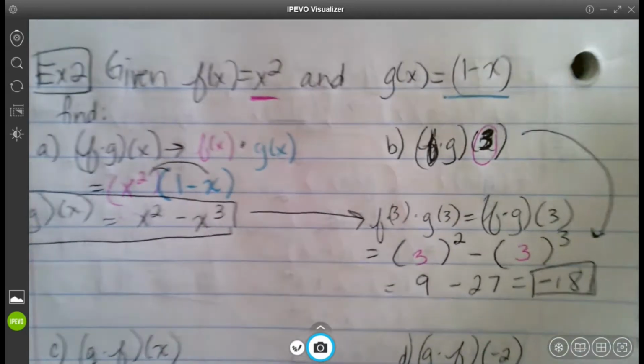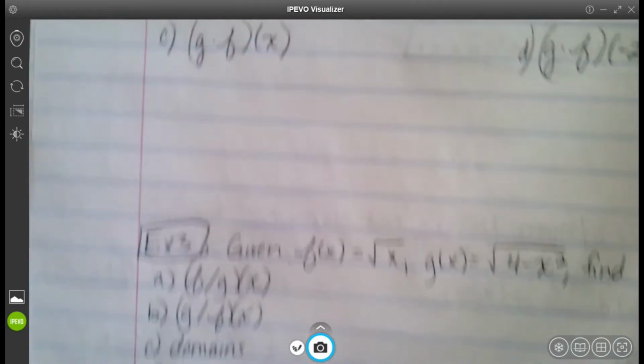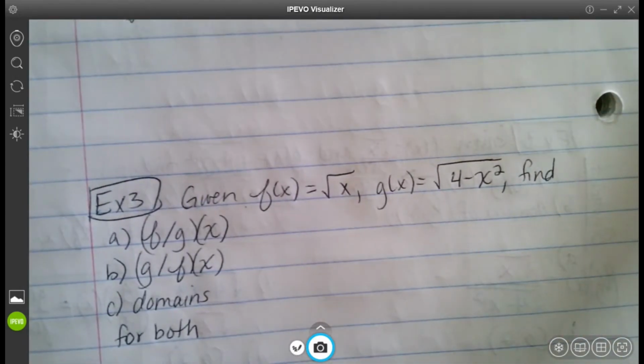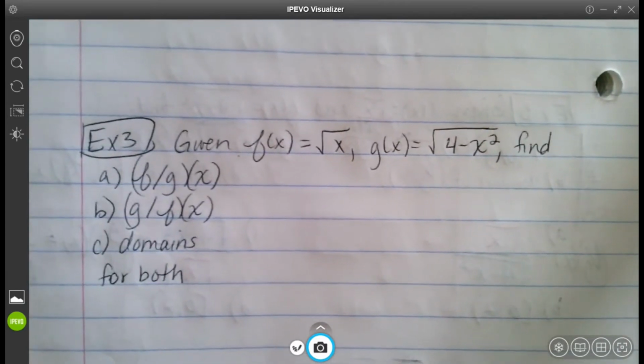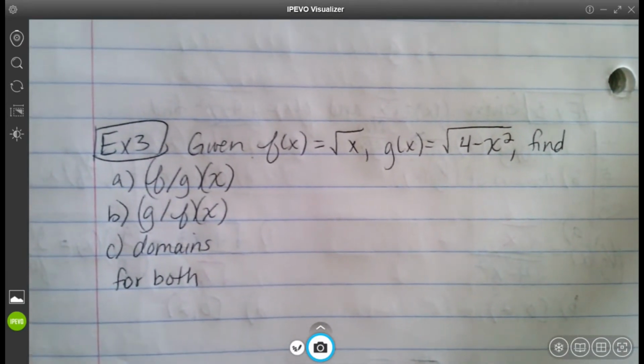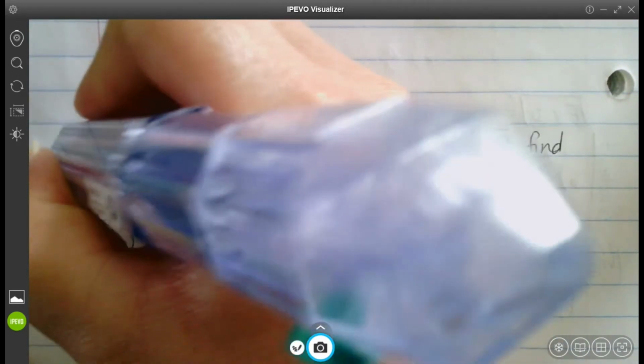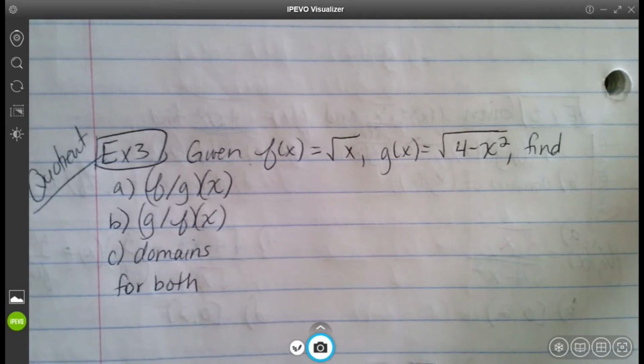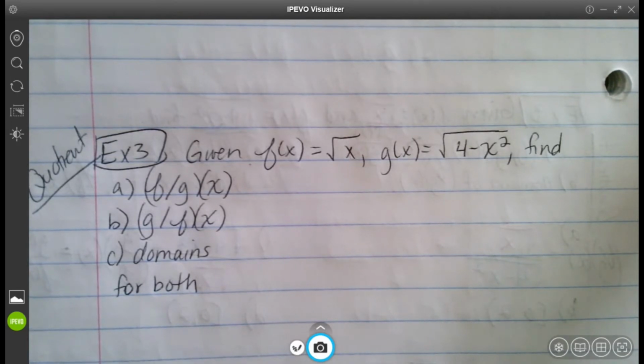Okay, finally, division, the last operation. We have this problem here. You go ahead and copy it real quick. And here on the side, I'm going to go ahead and write quotient, because that is what we're going to be getting when we finish dividing this. Okay, you will need a calculator for this part, for part C, so make sure you have that ready.